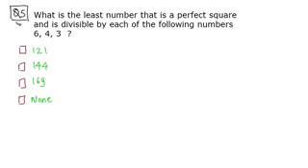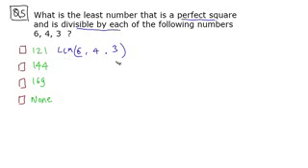Let's solve our last question. What is the least number that is a perfect square and is divisible by each of the following numbers? So if a number is divisible by each of these numbers, then it is anyway going to be the LCM of these numbers. So we'll first find out the LCM of 6, 4 and 3.